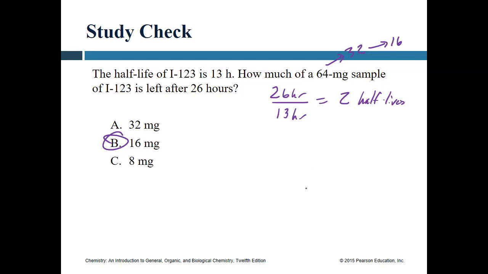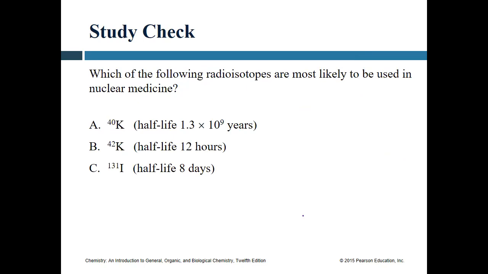Now you could have easily done the same thing. You could have gone, okay, 2 to the 2 is 4. 64 divided by 4 would give me the same 16 milligrams as well. Either way would work. It's a preference thing. All right, let's try another one.